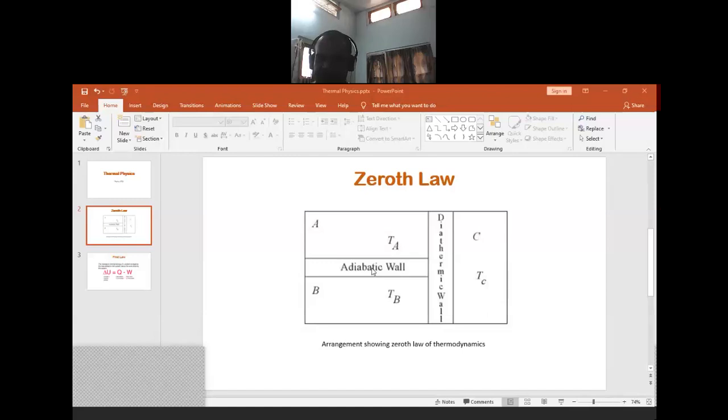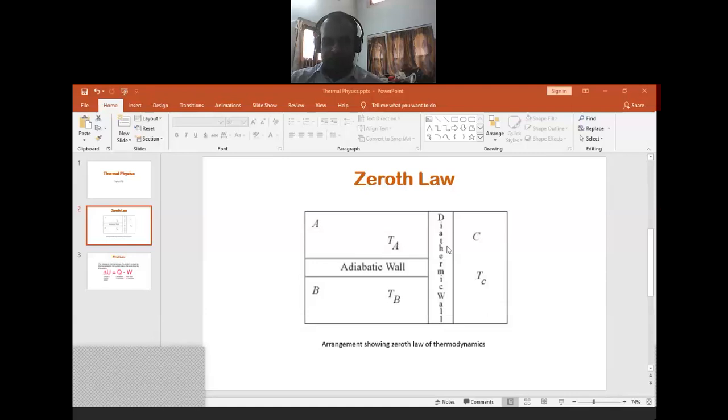So then both the systems A and B, you can always refer to the figure. The figure is in front of you. Both the systems A and B are in contact with a third system C. A is in contact with C, B is in contact with C, with a third system C through a diathermic wall. So a diathermic wall you can see here.